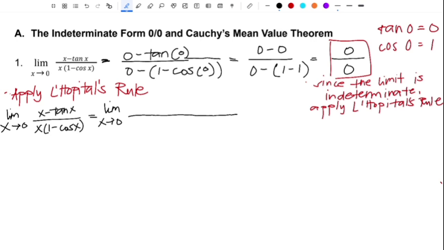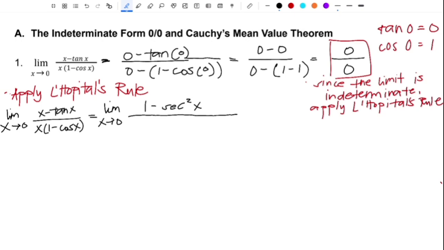Okay, let's start. The derivative of x is 1. Therefore, we write 1 minus the derivative of tangent x, which is secant squared x. And since we are done in deriving our numerator, let us proceed to our denominator.